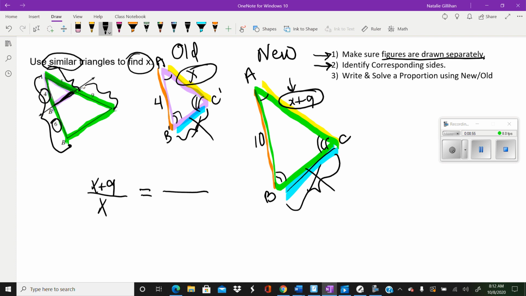I'm going to use my orange, okay? So my orange new is 10, and my orange old is 4. Whew. All righty. So now we have a proportion set up. I'm going to give you a second to solve that proportion like we did in our very first problem. Go.